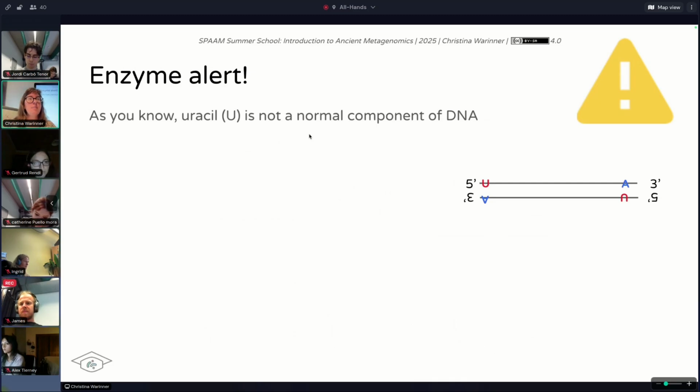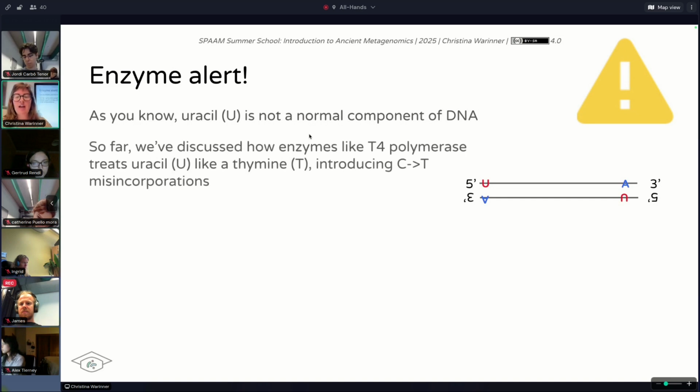As I mentioned before, one of the characteristic forms of damage that happens in ancient DNA is the cytosine loses its amine group, which converts it into a uracil. Uracil is not a normal component of DNA, it's a component of RNA. And so one of the problems is that different polymerases treat uracil differently. So far, we've discussed how enzymes like T4 polymerase treat uracil like a thymine. And this is how you get these introductions of C to T misincorporations.